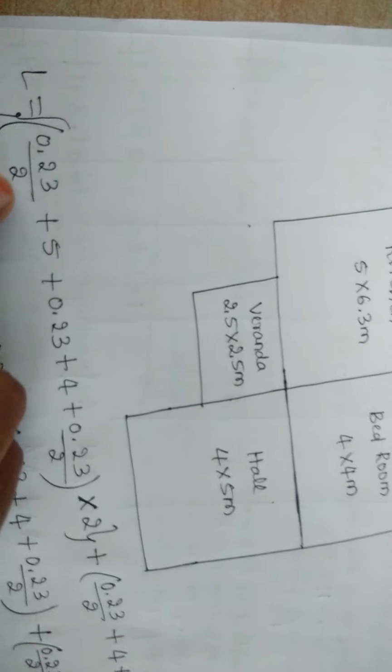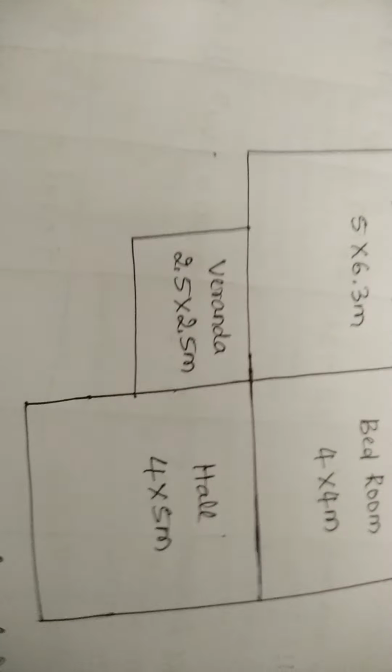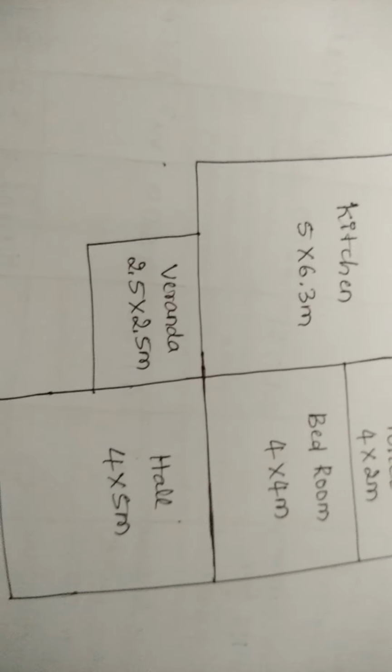0.23 by 2 I will be taking at the corners, whether that is coming at the left of you or right of you. For the corner walls, we always take half of the thickness, and for the middle walls, we always consider the whole thickness of the wall.